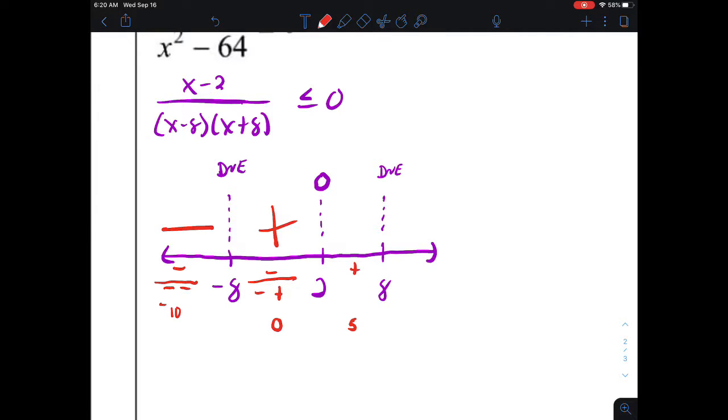5 minus 2 is positive, over 5 minus 8 is negative, 5 plus 8 is positive. So times negative times a positive, we are negative. And lastly, pick a number bigger than 8. Any number to the right of 8 we want. Let's say 10. We put 10 in for the x. We're positive in our numerator, positive and positive in the denominator. So everything bigger than 8 is positive.